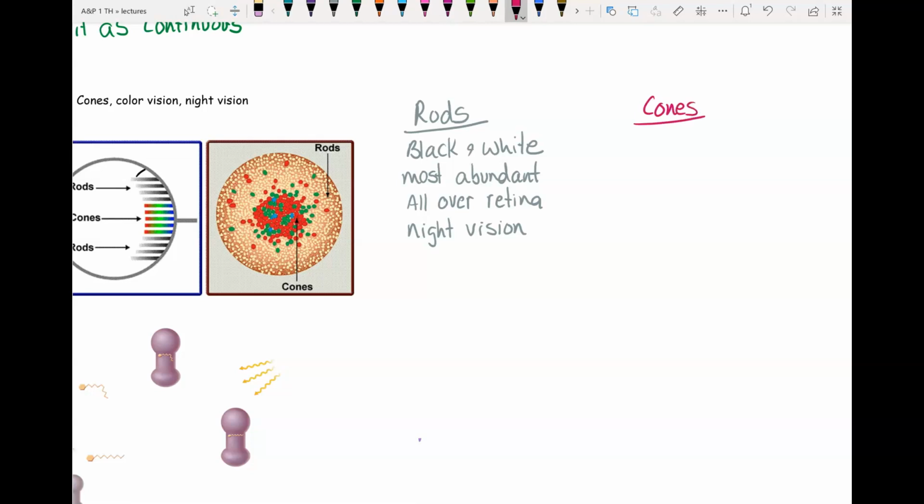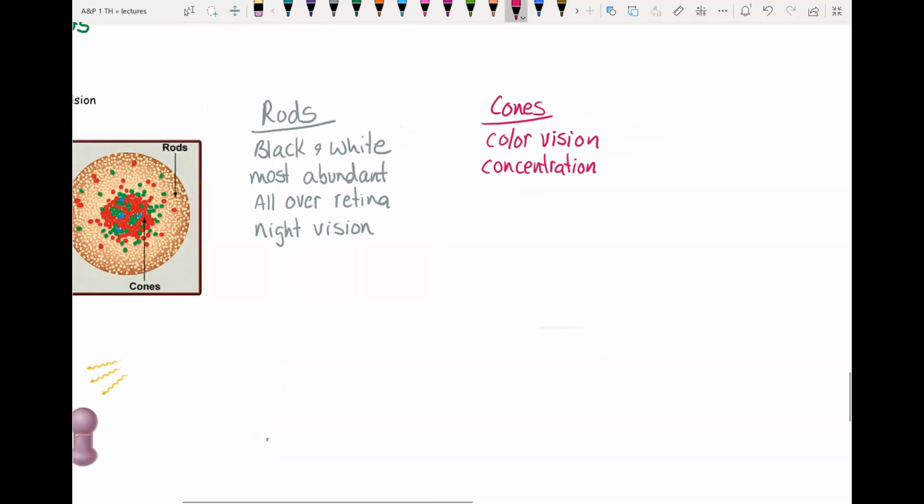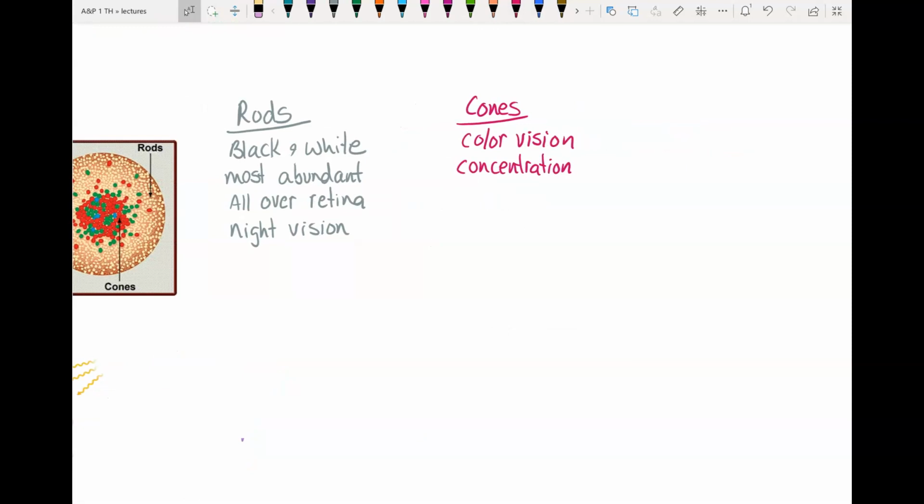Cones are what give you your color vision. You don't have nearly as many cones, and they are concentrated in your fovea centralis. So they're not spread all over the retina like the rods are. They're mostly in that fovea centralis of the retina. Remember, that's the spot on the very back of the retina, just below the optic disc.